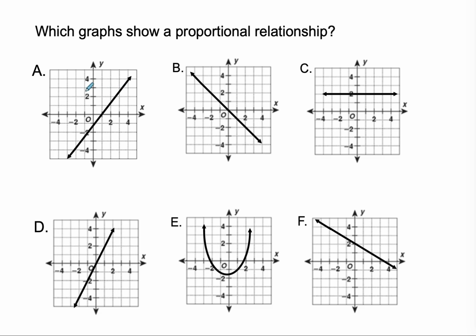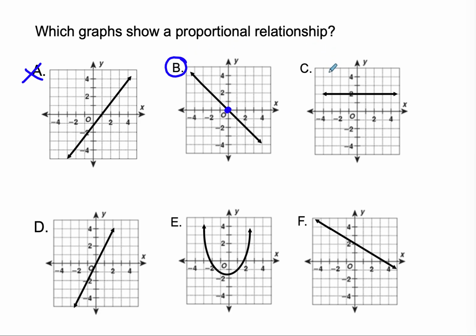All right, let's check our answer. So looking at A, it is a straight line, but it does not go through 0, 0. So no, that's not proportional. For B, it does go through 0, 0. It's right here, the origin, and it is a straight line. It's going down. It has a negative slope, and we'll talk about slope later in the chapter. But it is proportional. It's a straight line. It goes through 0, 0.